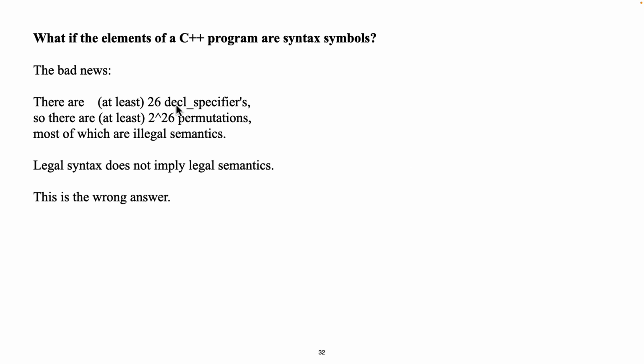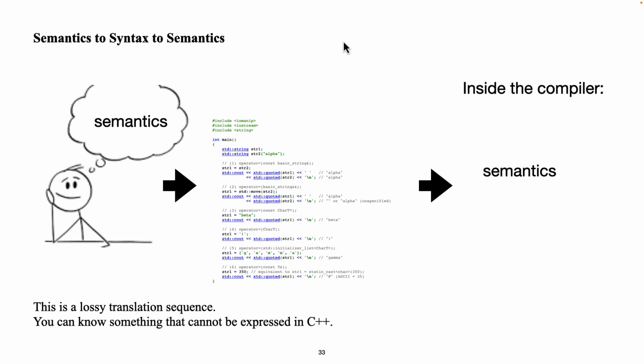There are many decl specifiers. When you multiply it out, there is a huge number of permutations, sadly, most of which are illegal semantics. And we've come face to face with the fact that legal syntax does not imply or guarantee legal semantics. This does not achieve our goal. This is the wrong answer. So the elements are not syntax symbols. So if they're not characters and they're not syntax symbols, what are the elements? I'm going to come back to that in just a moment.